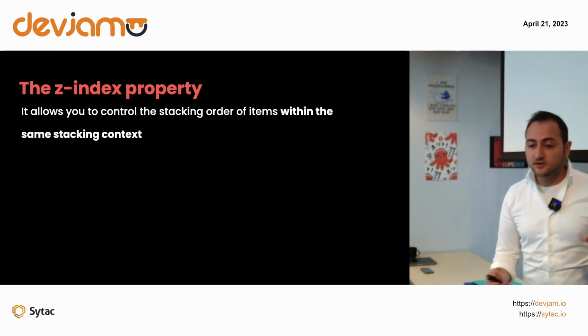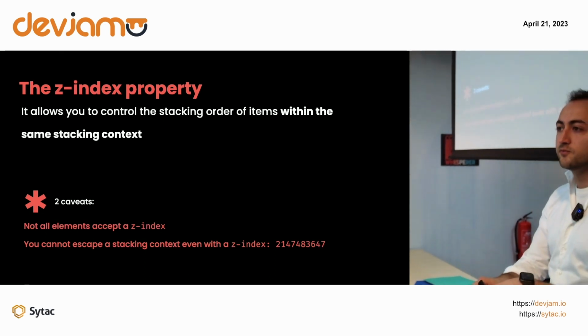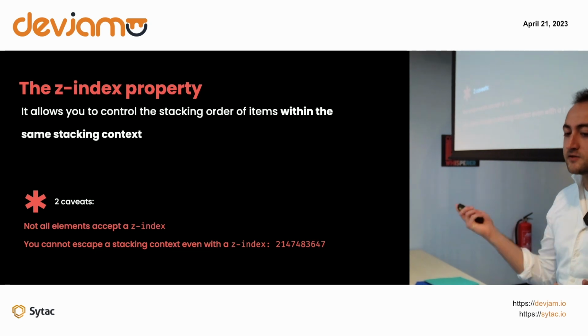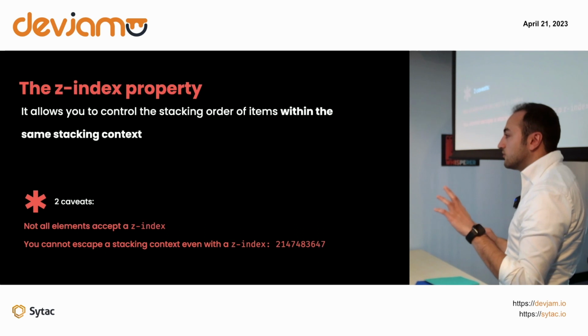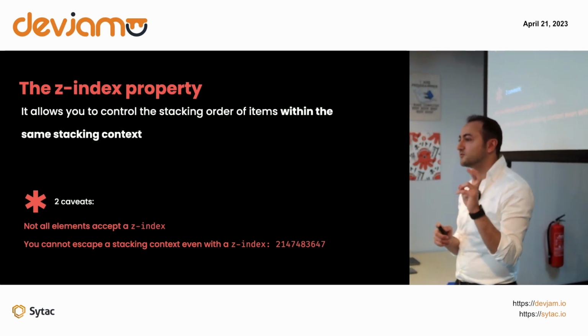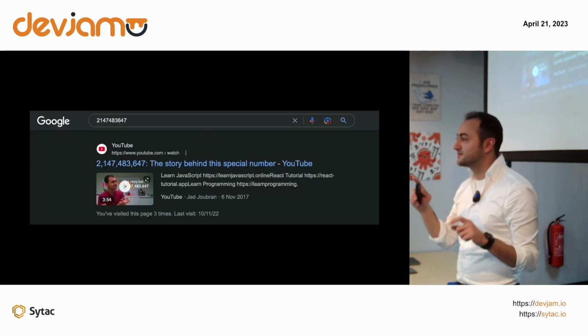But z-index is a little bit tricky. There's like 2 caveats, which is not all elements accept z-index. You can't say paragraph z-index 2. It's not about the element, but it's about the CSS. We'll see in a bit. And as I told you, you cannot escape a stacking context, even if you gave it a value of 2147483647, which is like the maximum 32-bit integer. I do have a YouTube video on this. That's why I've memorized it. It's not for this talk.